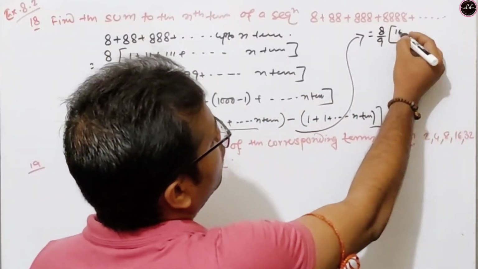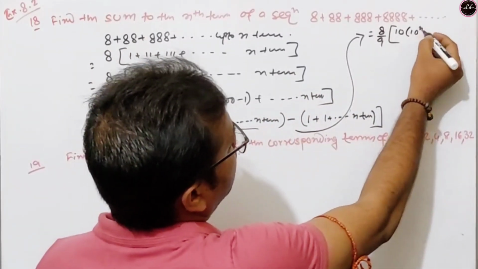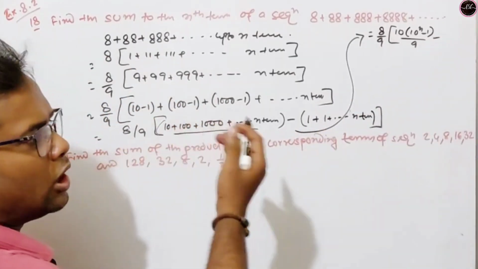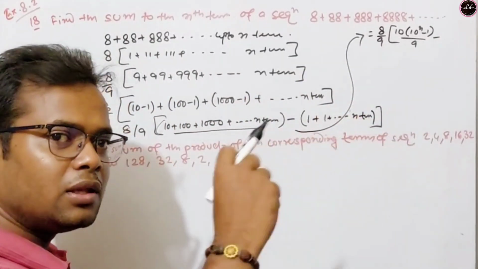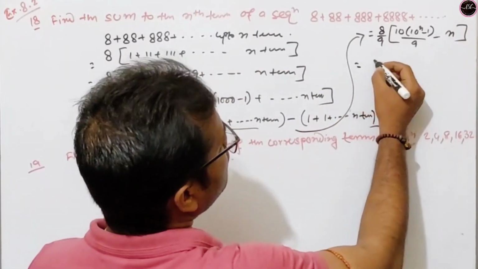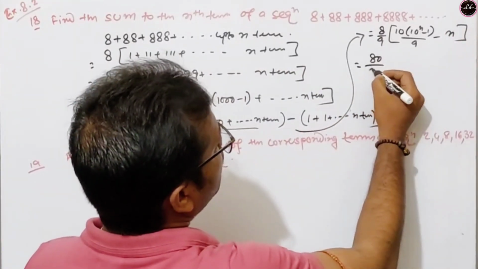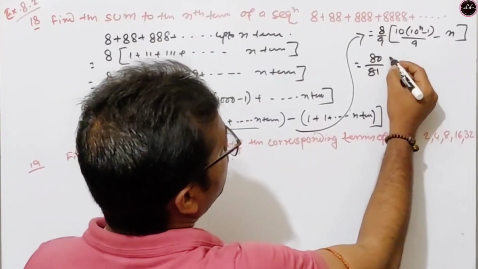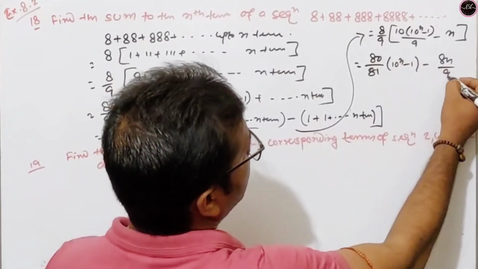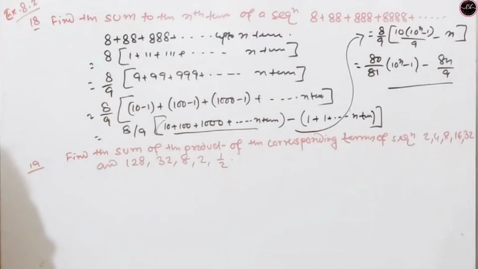So here a equal to 10, r equal to 10, so 10 to the power n minus 1 divided by 9 minus. Here 1 1 1 up to n, there is n ones, so that will be n. Okay, so just that is 80 by 81 into 10 to the power n minus 1 minus 8n by 9. Okay, that will be your answer.